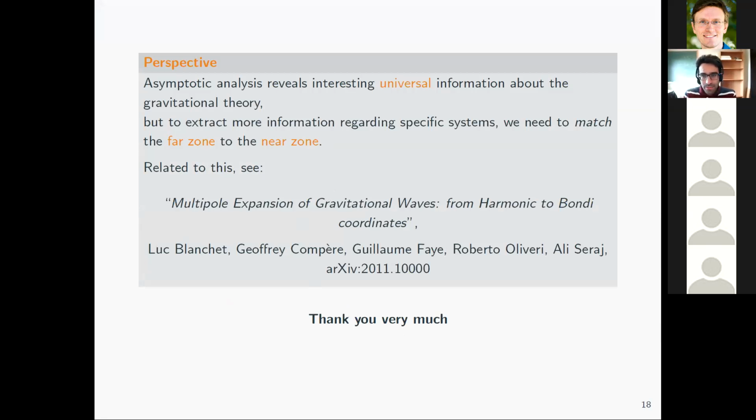I just want to emphasize that the asymptotic structure of a spacetime, which is the subject of this workshop, is very interesting because it gives universal information about the gravitational theory, for example, through the asymptotic symmetries in relation to holography and so on. But to extract more information regarding specific systems, we need to relate the asymptotics to the bulk. In other words, relate the far zone to the near zone. Related to this, I would like to advertise this recent paper of ours from last week. You can take a look.